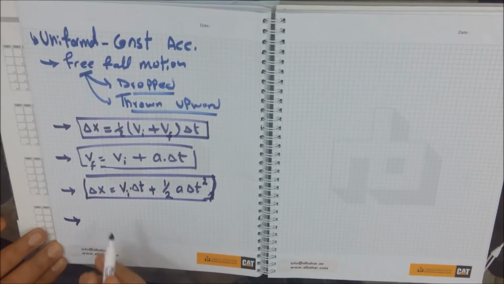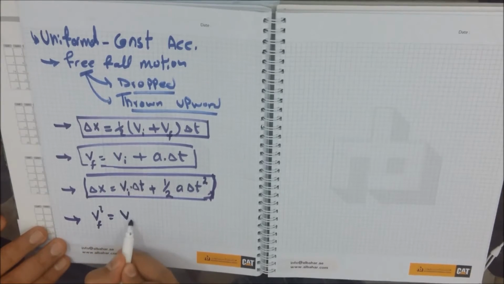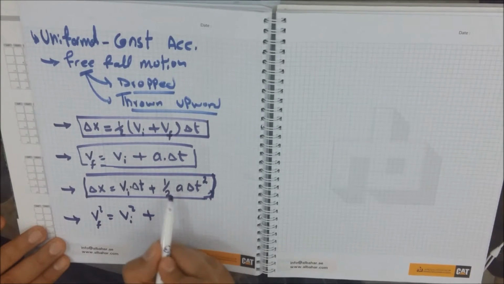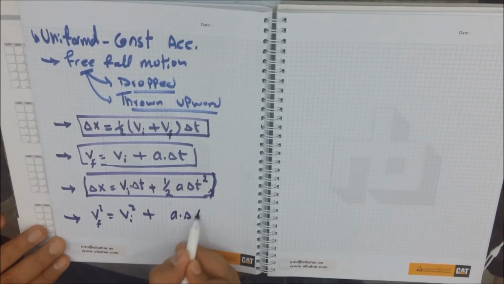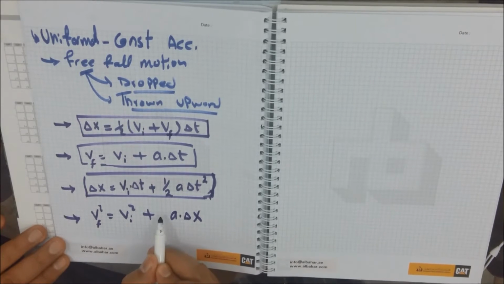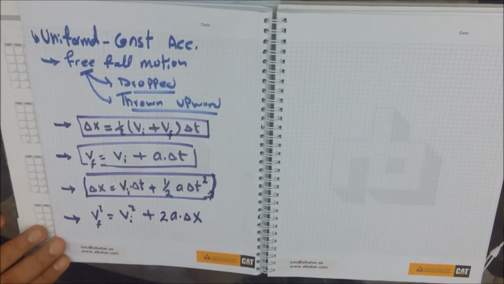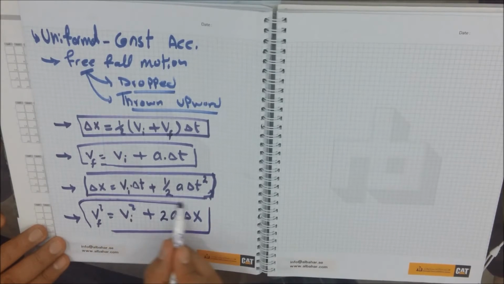The fourth kinematic equation is Vf squared is equal to Vi squared plus... As you can see here, with A delta t, we have never mentioned A delta x. So put A delta x and just put a 2 here. So this is the fourth kinematic equation.